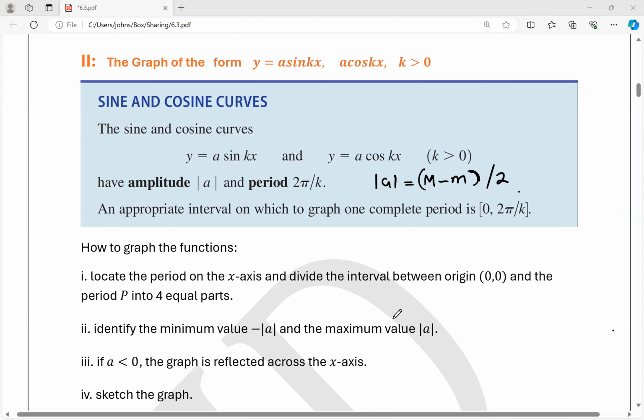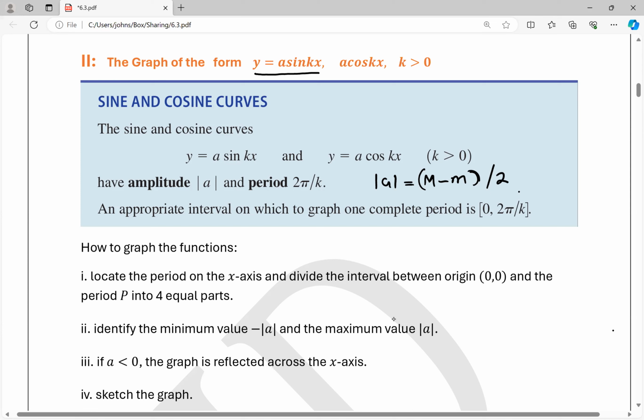All right, so welcome back to this second video in this section. Now, here we'll be generalizing things a bit, where you want to consider the graph of this form, where the A, which is the amplitude, is not necessarily equal to 1, and also the k is not necessarily equal to 1. Here, this is for any k greater than 0.